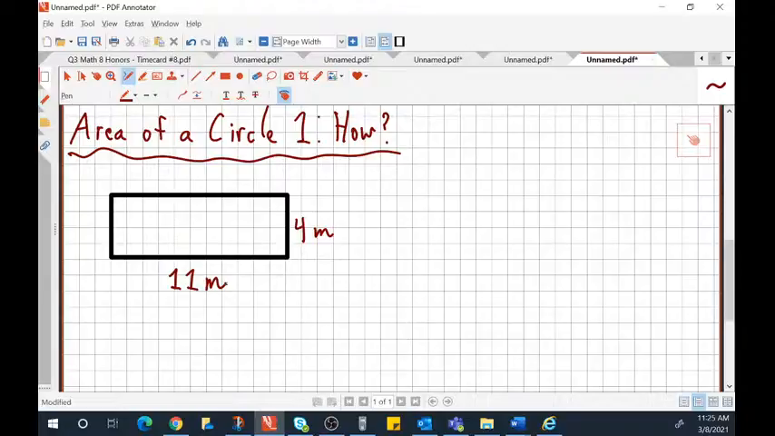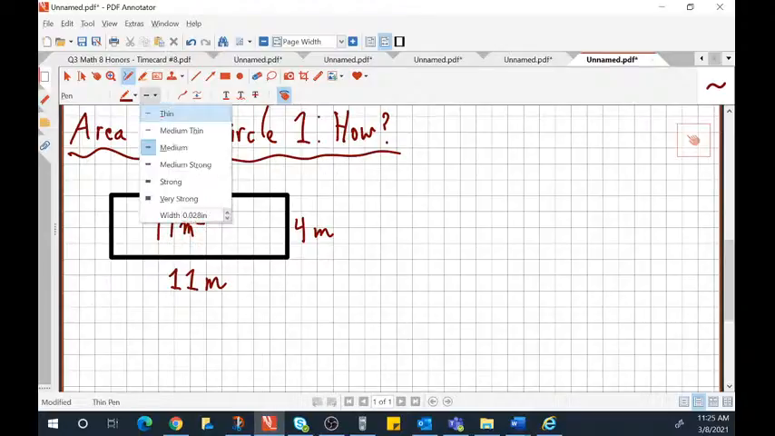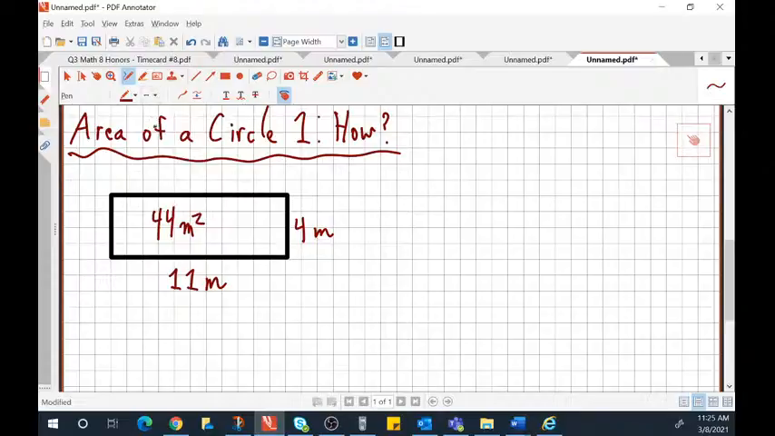Isabel, what is the area of this rectangle? Aha, so 44 meters squared is what we would call it. I heard someone say, why is that squared? Here's why. Every single one of these columns has 1, 2, 3, 4 squares in it, and each square is 1 meter by 1 meter.